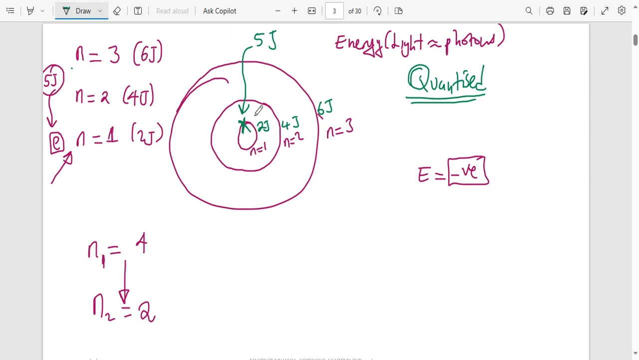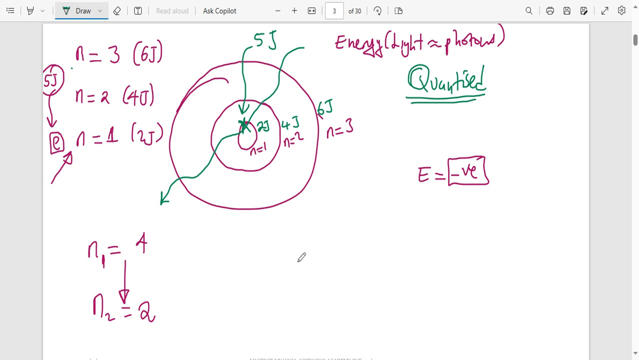So if I give this electron in the first energy level 4 joules, it will go into the second. If I give it 6 joules, it will go into the third. 5 does not belong to any energy level. What will happen to that energy I'm giving it? It will simply pass. That light will simply pass. It will not affect this electron. That is the meaning of quantized.